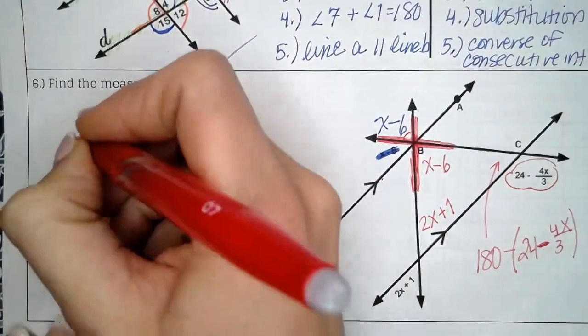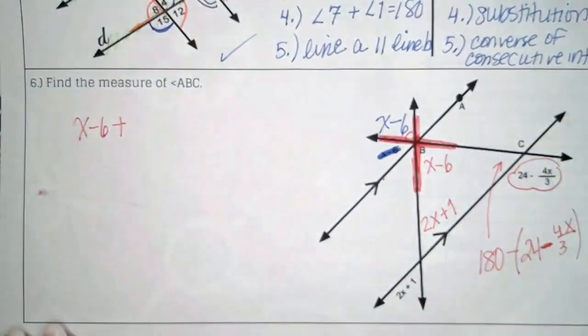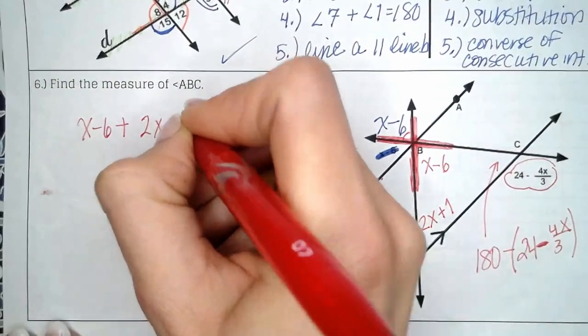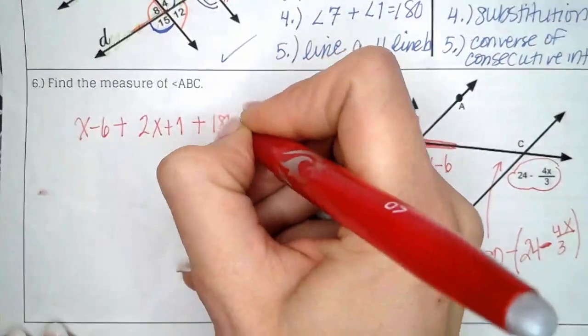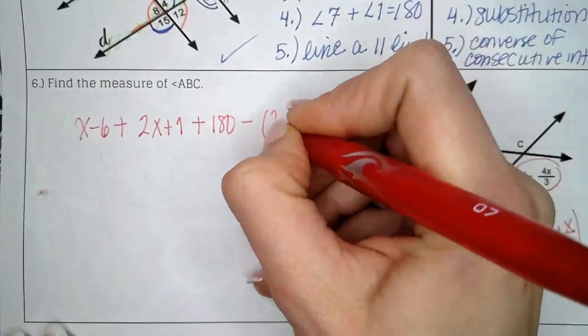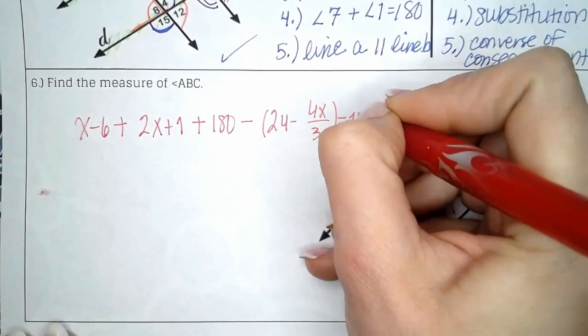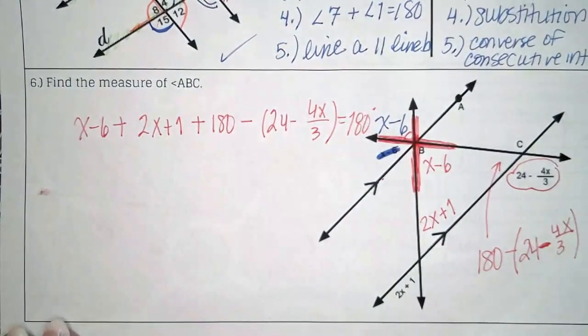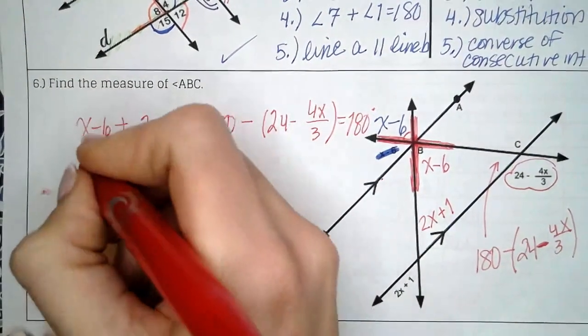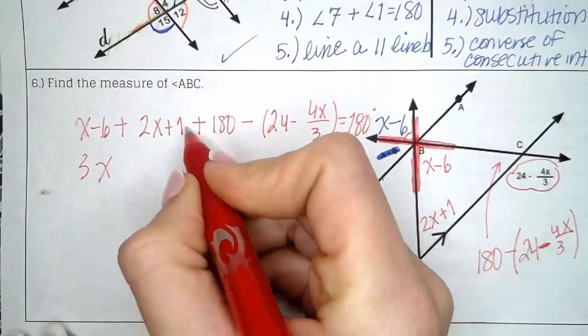So let's go over here. Let's add them all up. x minus 6 plus 2x plus 1 plus this whole thing, 180 minus parentheses, 24 minus 4x over 3, is 180. And then we're going to clean that up. What's x plus 2x? Negative x plus 1.